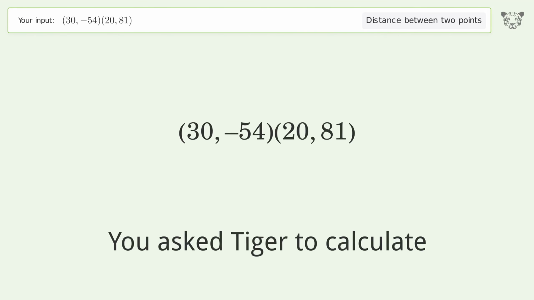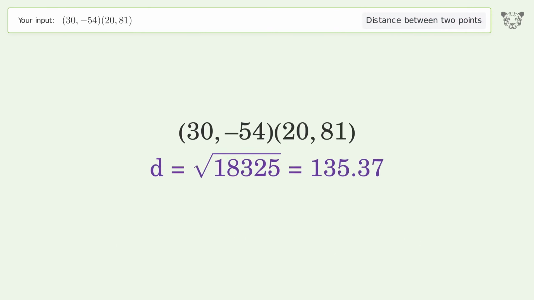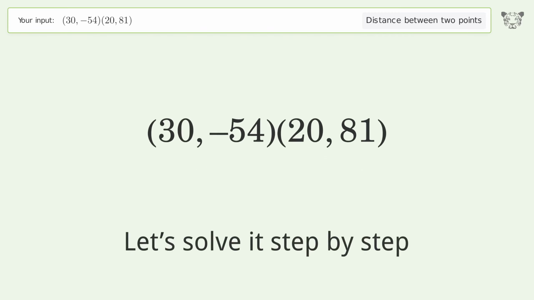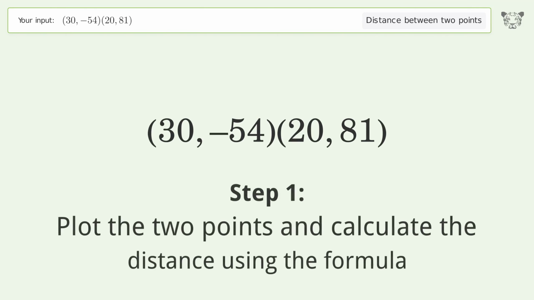You ask Tiger to calculate. This deals with the distance between 2 points. The distance between the 2 points is the square root of 18,325, or 135.37. Let's solve it step by step. Plot the 2 points and calculate the distance using the formula.